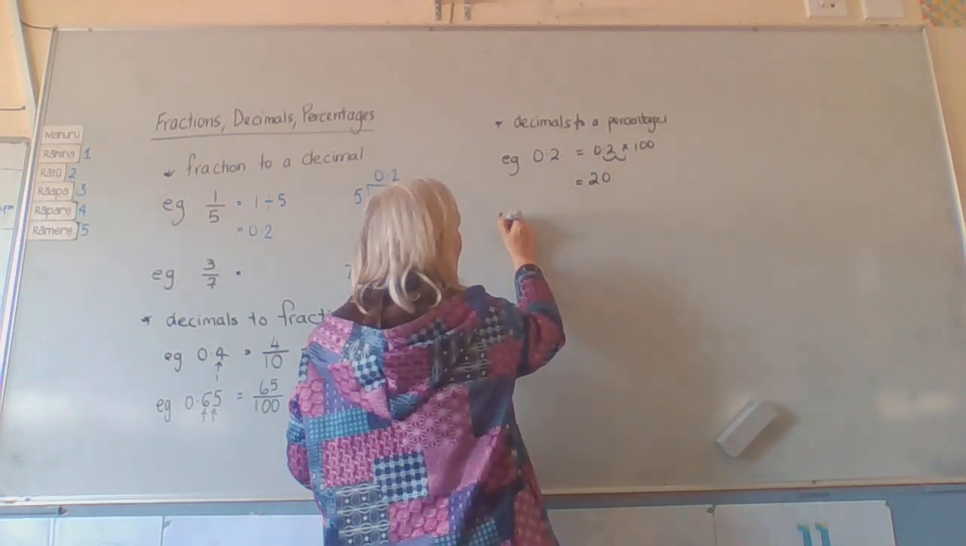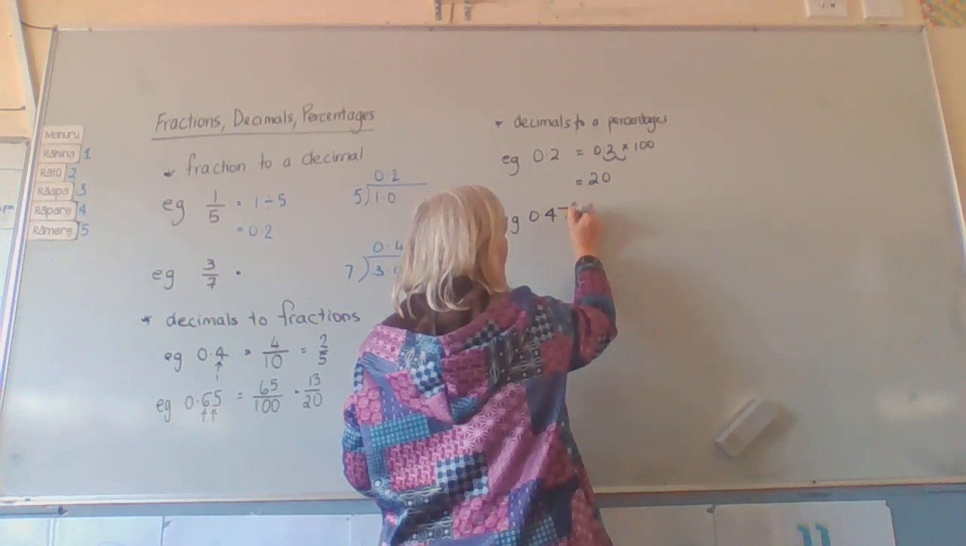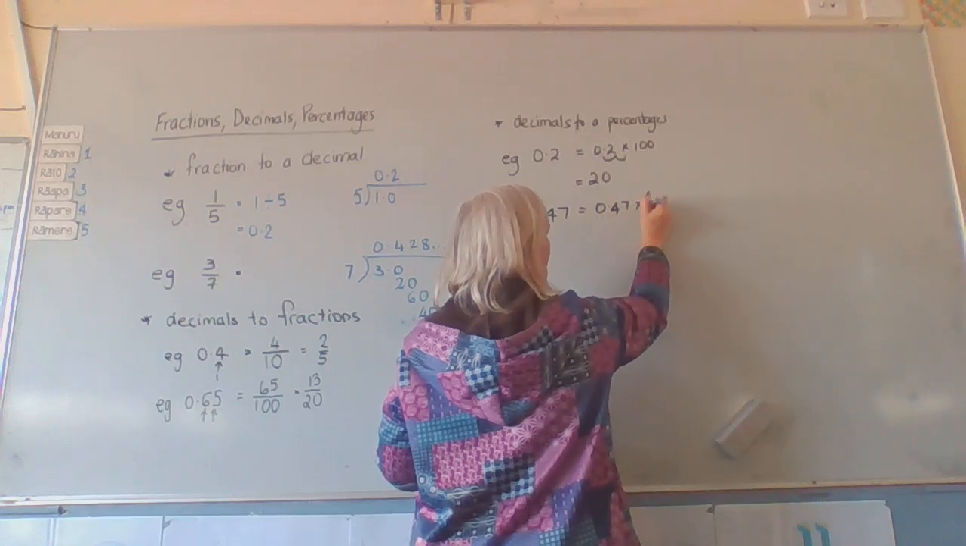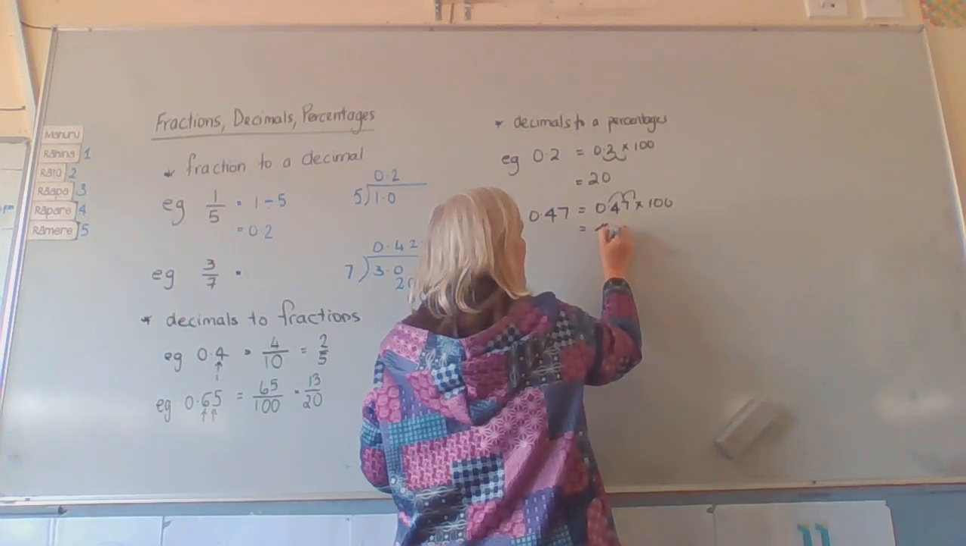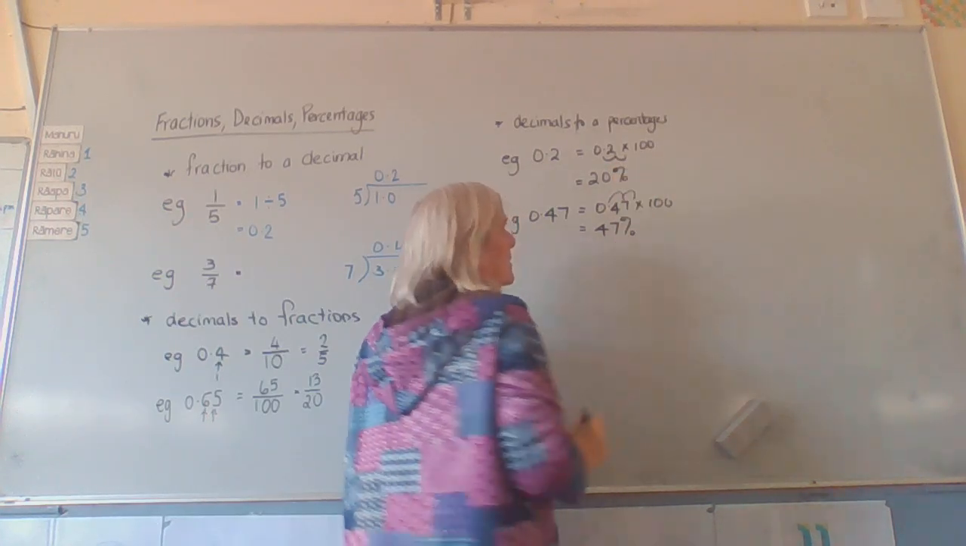All right? Or a hard one. Not really harder, because it's just that times 100. Move the decimal point 1, 2. It's 47%. All right?